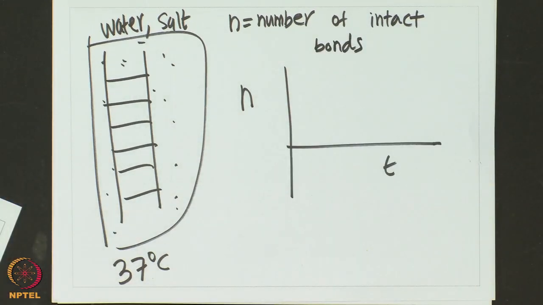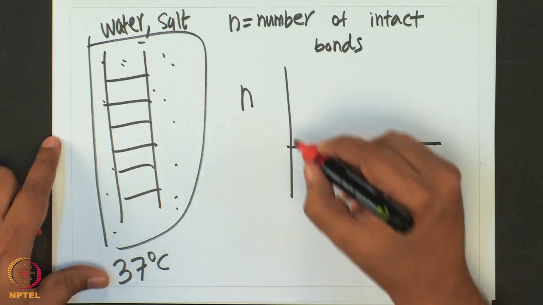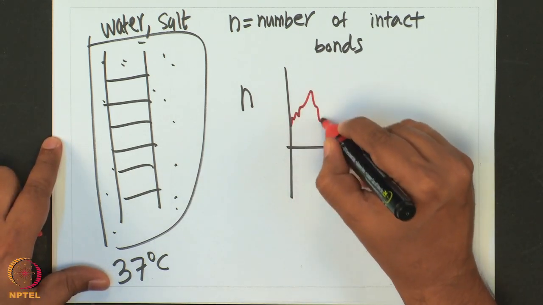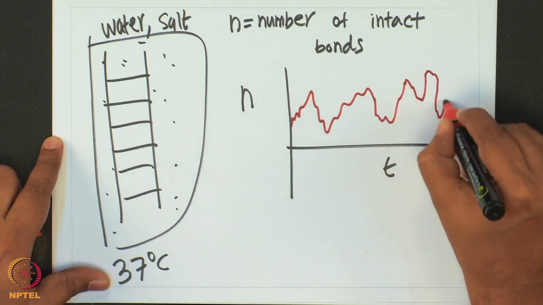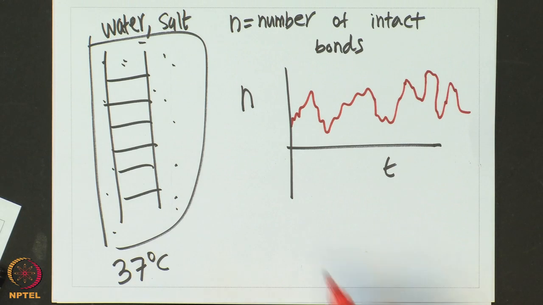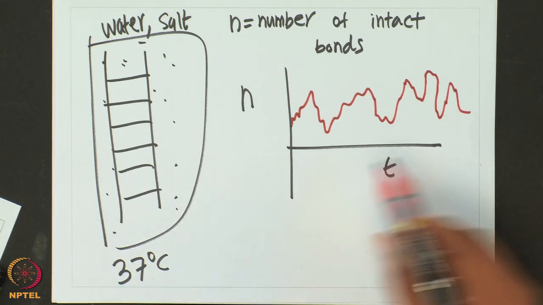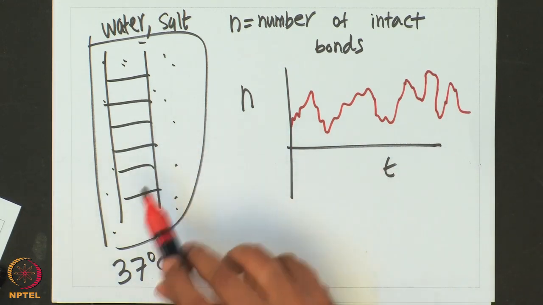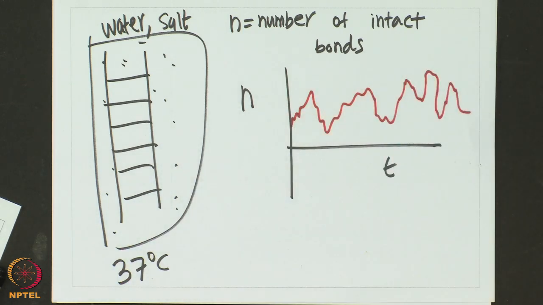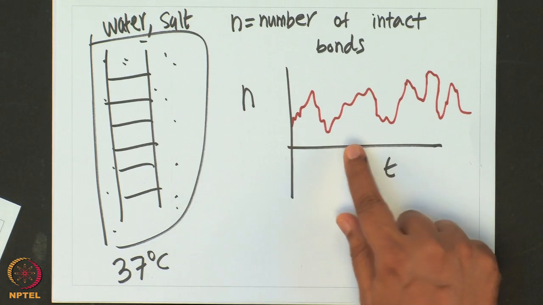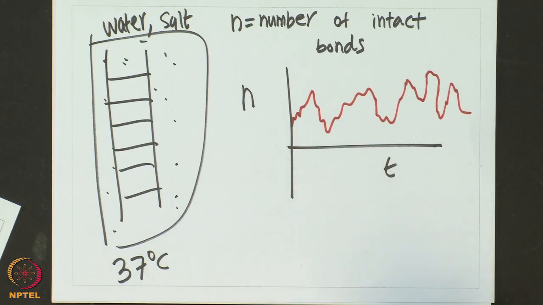This number is likely to fluctuate. It could fluctuate like this. I don't know how it will fluctuate, but this won't be a constant number as the time goes. Even under given conditions, this number of intact bonds could fluctuate. Therefore, this answer is not a constant, even though the conditions are exactly the same.